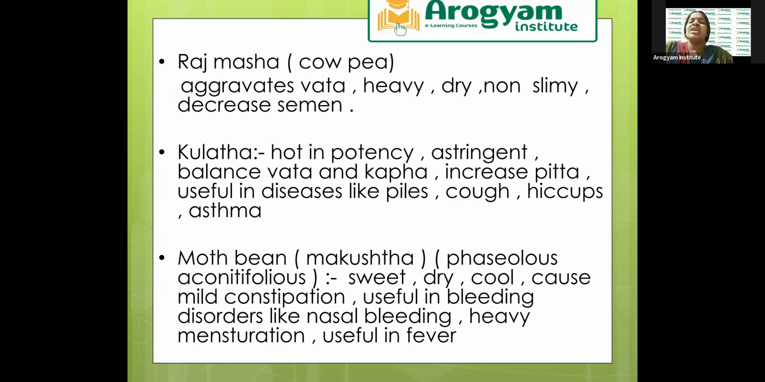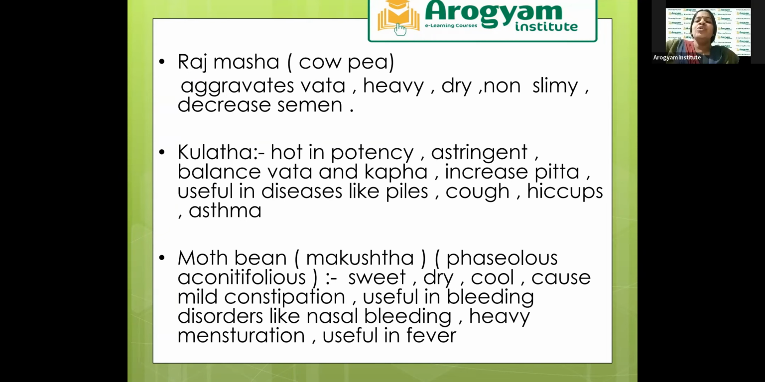Rajma or Rajmasha aggravates vata. It is heavy for digestion. It is dry, non-slimy, and decreases semen. See, from now onwards, whatever I'll be telling you is just whatever is there in the slide, because it is just loading you with information. First part needed more of explanation. Like in this part, it is just know what is there. That's all. Enumeration and describing.